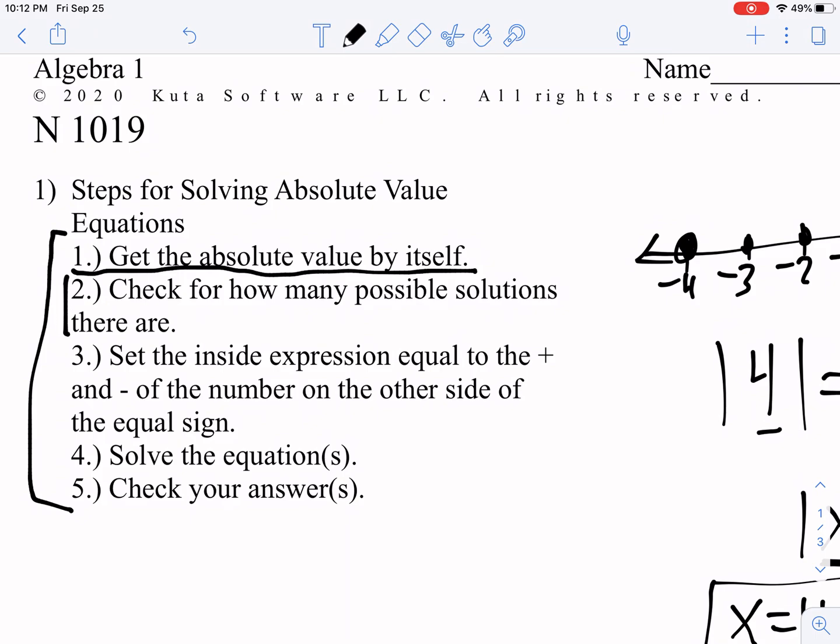Step number 2, this is for when we are dealing with some special cases here. We have to recognize how many solutions there may be. Now, for right now, we don't have to worry about that step. Right now, let's just focus on step number 1.